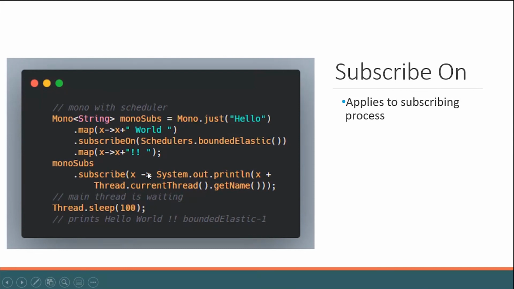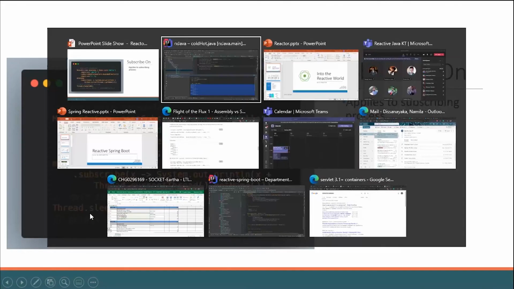So here I create a subscribeOn and move to the bounded elastic scheduler. There's a mapping and I subscribe to this mono. It will print the value and the current thread. Because this is happening on a separate thread, I'm leaving the main thread sleeping for 100 because otherwise the main thread executes this and the program exits. So we can't get the output because the main thread exits, even though the separate thread is working. There will be no output. I will show that one.